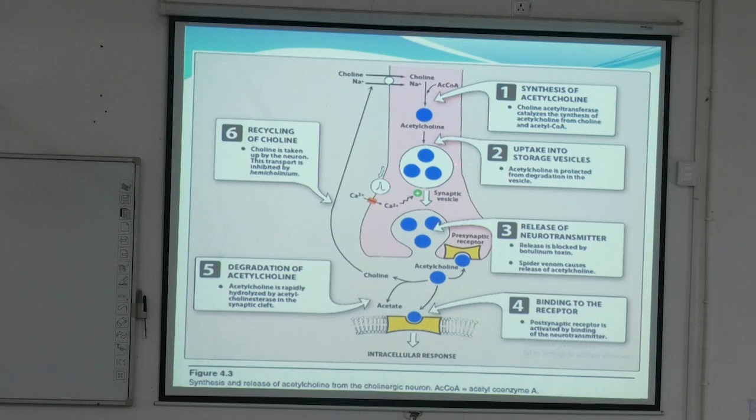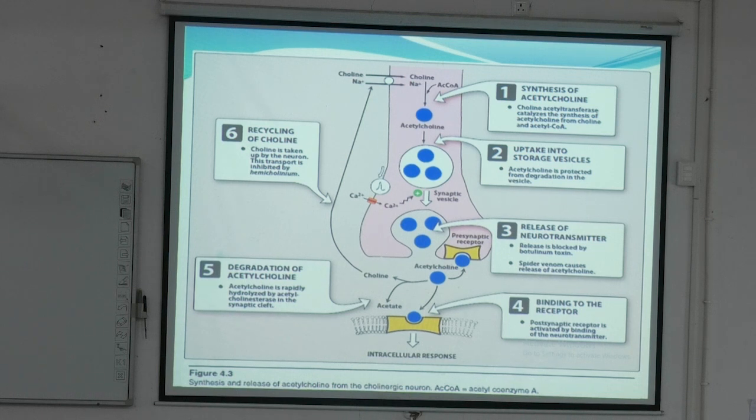And after this, it comes to the vesicles. Within the synaptic vesicles, it attaches with the neurotransmitter at the synaptic cleft, and release of the neurotransmitter occurs. Ultimately the neurotransmitter acetylcholine comes and acts on the acetylcholine receptors. There are two types of receptors, muscarinic and nicotinic. I am coming to this. Acetylcholine can act on these muscarinic and nicotinic receptors.